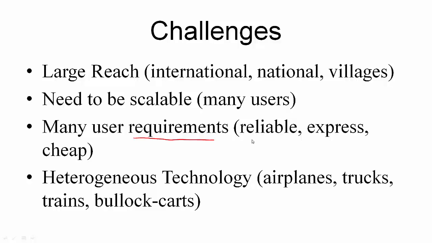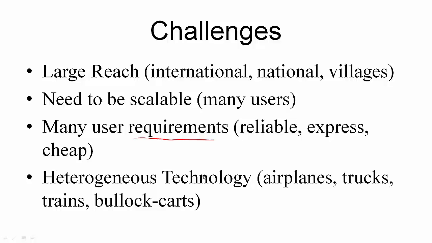Some may want reliable transfer of letters, some may want the letters to be delivered very fast, some may want the cheapest way to send letters. And also the system employs different technology to transfer the letters: aeroplanes, trucks, trains, including bullock carts. So there are all these things you need to achieve as part of the system design.